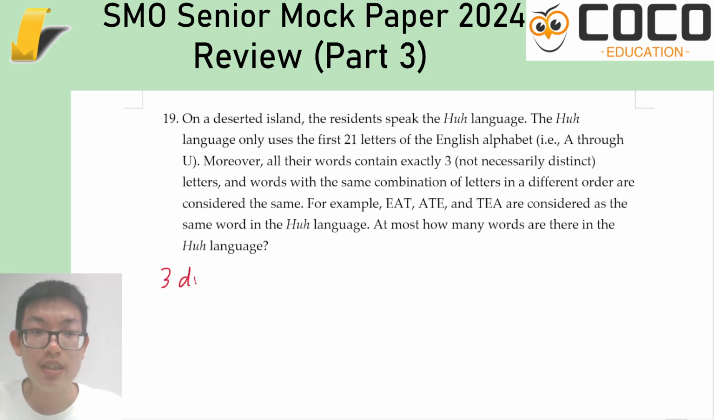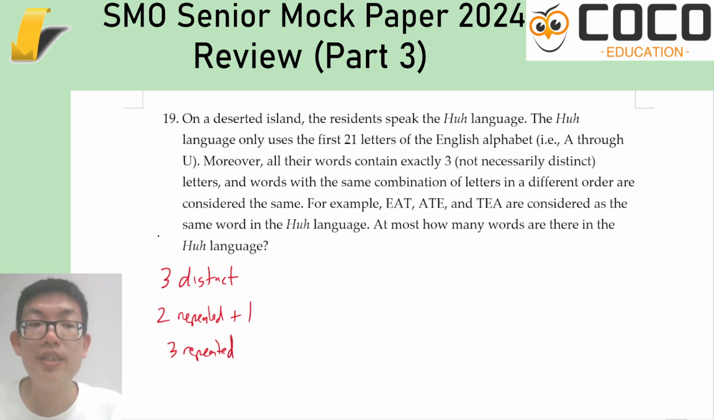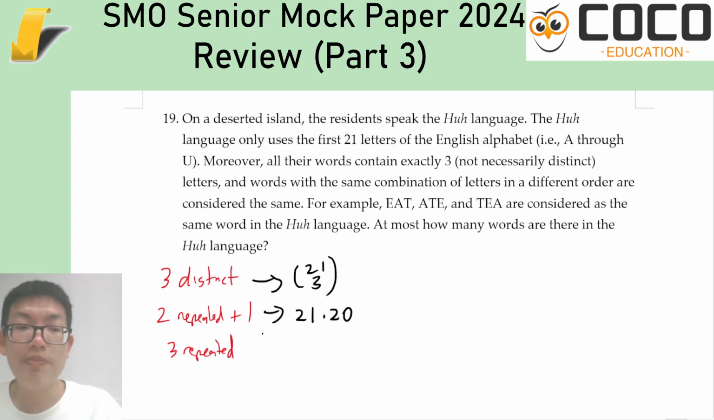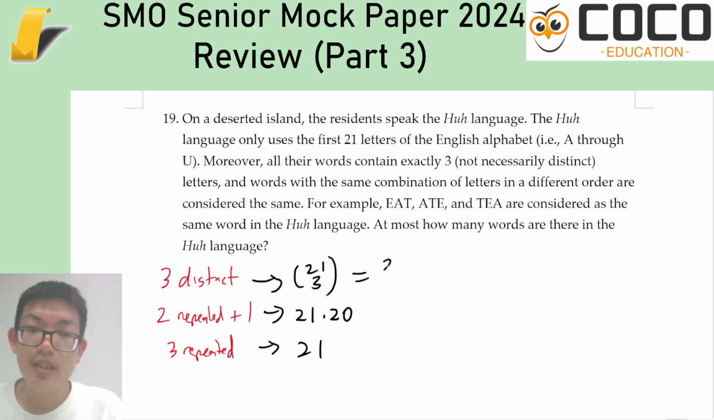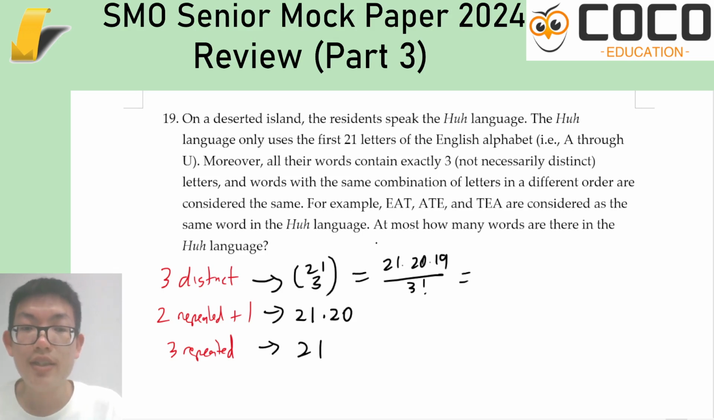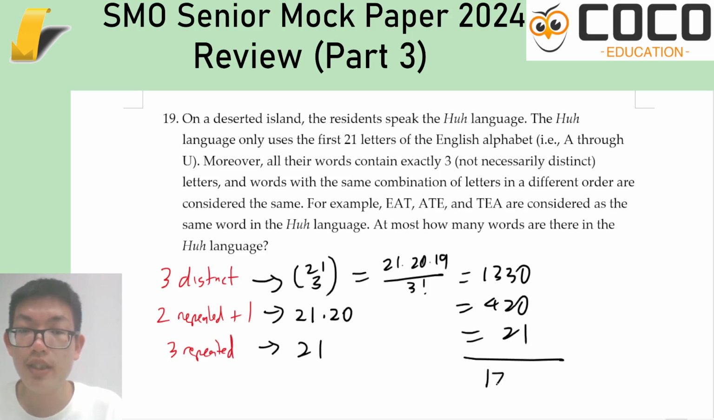I can split into cases just of 3 distinct, 2 repeated, and then just 3 repeated that are all the same. This should be quite easy to count, because 21 choose 3 comes here. 2 repeated plus 1 is 21 choices times 20 choices. Remember, no ordering. And then 3 repeated is just 21. So once again, your main challenge is to make sure that you do not calculate this thing wrongly. This is 1330, this is 420, this is 21, and it adds to 1771.